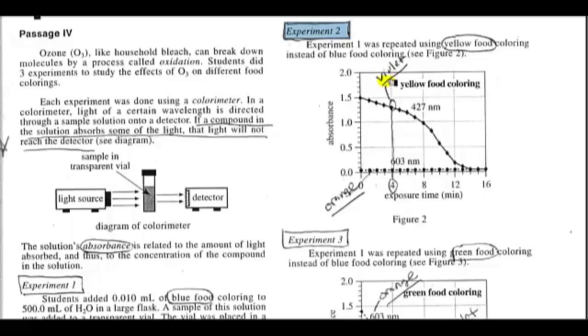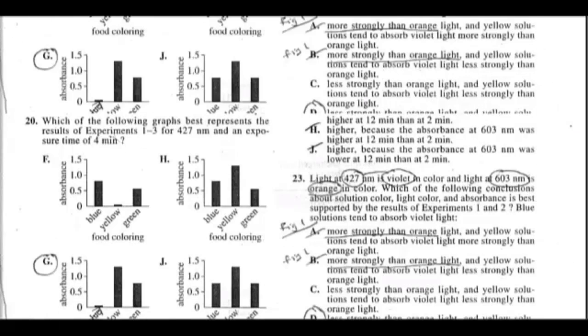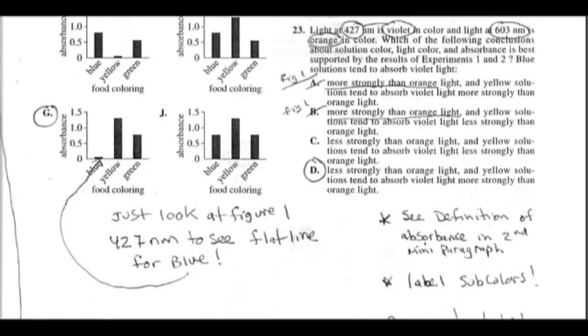In Experiment 2, we see that violet light in yellow solutions is absorbed more than orange. Violet is more than orange in yellow solutions. D is the correct answer. You're combining results from both Experiment 1 and 2.